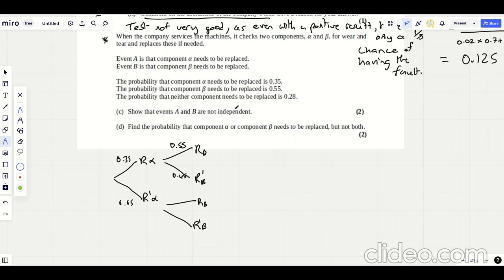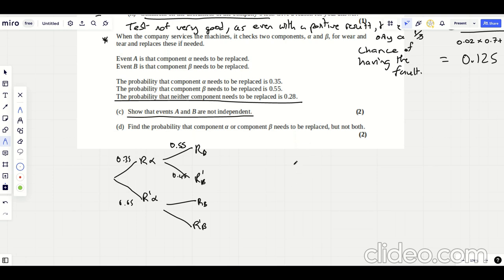Okay, right. I've just realised though they're not independent, so this tree diagram is dangerous doing this because actually, the probability that neither component needs to be replaced is 0.28. In other words, I got a bit ahead of myself with this tree diagram here because this is typical me. I didn't read the question. Show that events A and B are not independent.